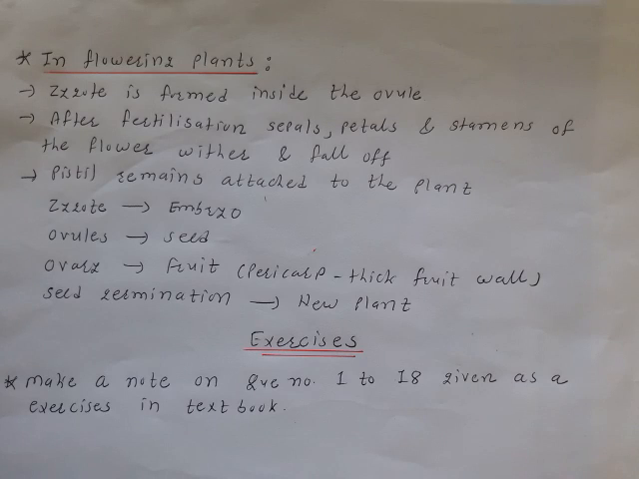Here, the fruit possesses a pericarp. Pericarp is actually the fruit wall, which is a thick wall. After a certain period of growth, seeds are liberated. During favorable conditions, during the favorable season, this seed germinates and germination of the seed results in a new plant. So this way, in animals and in plants, this type of mechanism of fertilization is observed.